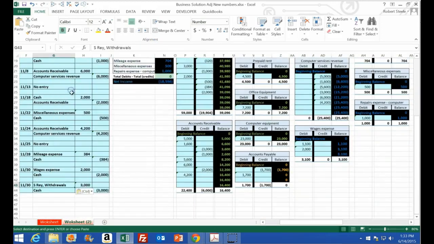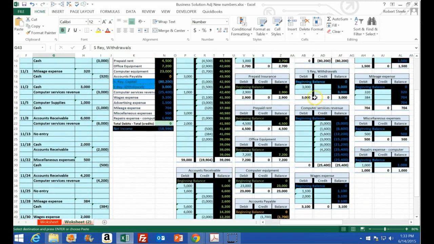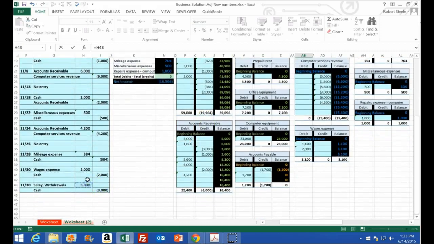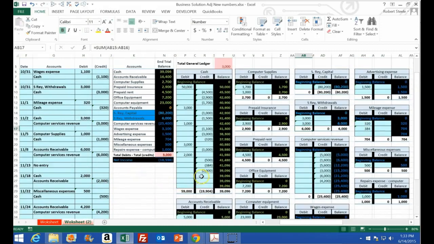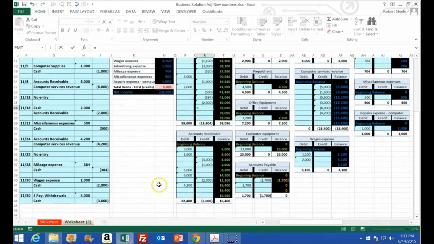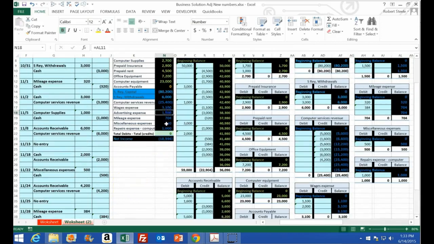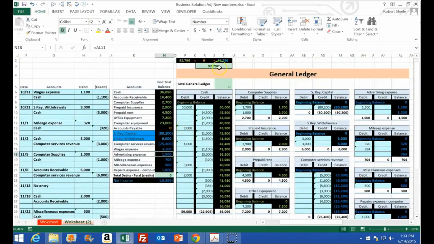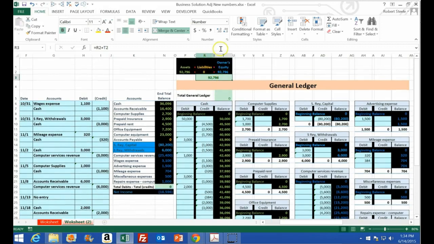So I'm going to post that out. And then we're going to look for withdraws over here. And I'm going to put my cursor in debit, say equals, point to the draws here, and enter. And then we're going to go to the cash and say equals, and point to the cash down here, and that should put us back in balance. Now, if this is in balance, note that this is the balance sheet. Assets, liabilities, and owner's equity is the balance sheet.